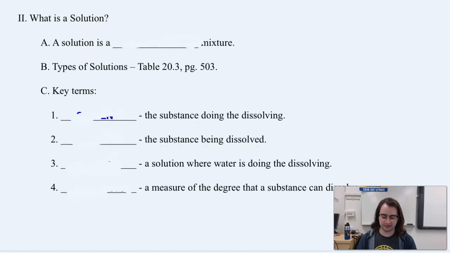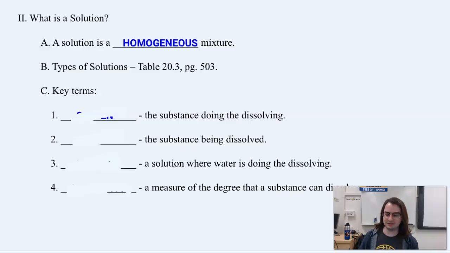So let's start talking about what a solution actually is. A solution is a homogeneous mixture. Remember that we've seen this term homogeneous in the past. Homogeneous just means a mixture of things that are uniform throughout. Like you can't see the bits and pieces in a homogeneous mixture. It's nice and uniform, meaning the same.